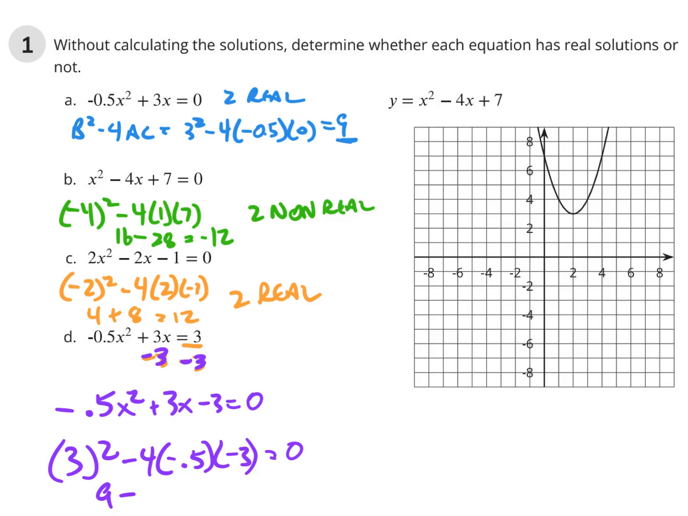9 minus, 1, 2, 3 negatives. That 3 is an odd number. That means the answer is negative. 4 times 0.5 is 2. 2 times 3 is 6, which is 3. That means 2 real solutions.